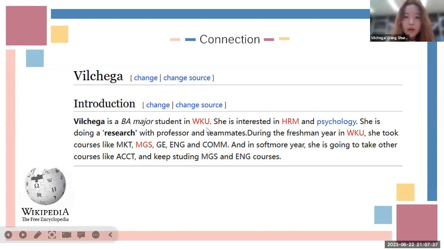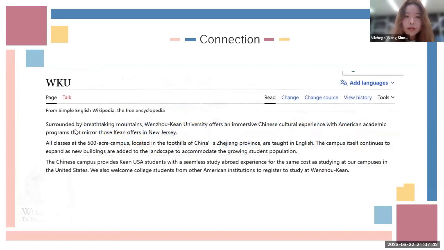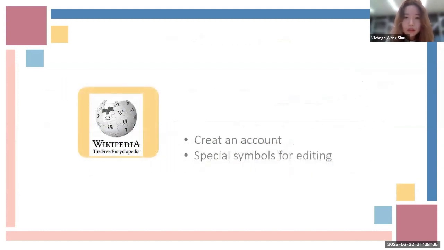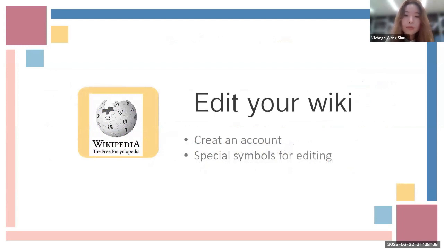For example, once you click WKU, this red tab, you will see this page, which means when you use Wikipedia, you will be more confident and improve your efficiency to learn and to work. So it is the most shining point of Wikipedia. The next part is how to edit your Wikipedia. Firstly, we need an account.